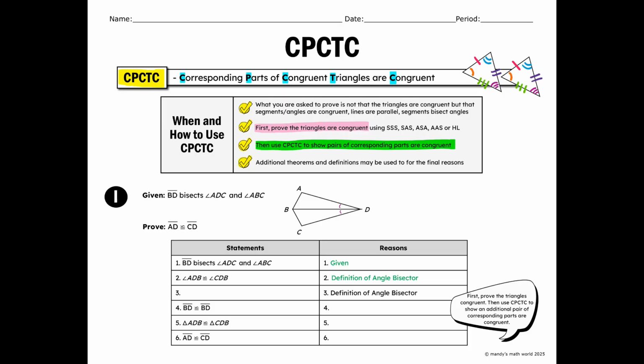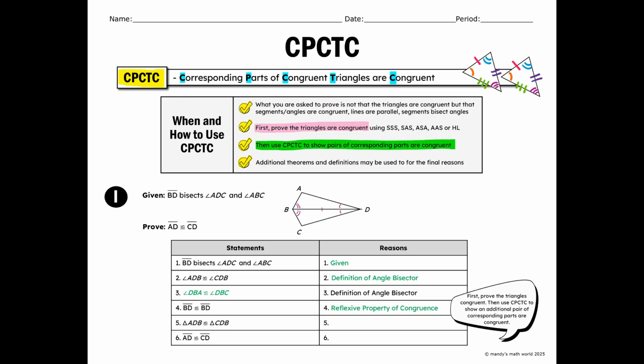So what's our statement? Well, up here, it says that segment BD bisects angle ADC and angle ABC. So we also know that angle DBA and angle DBC are congruent. And the reason is the definition of an angle bisector. The statement for number 4 says segment BD is congruent to segment BD. We've seen this a lot. That is the reflexive property of congruence.